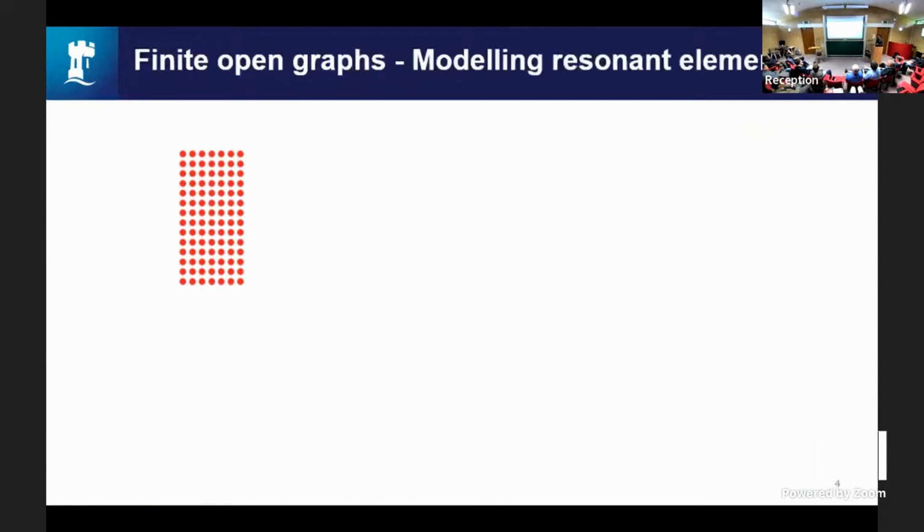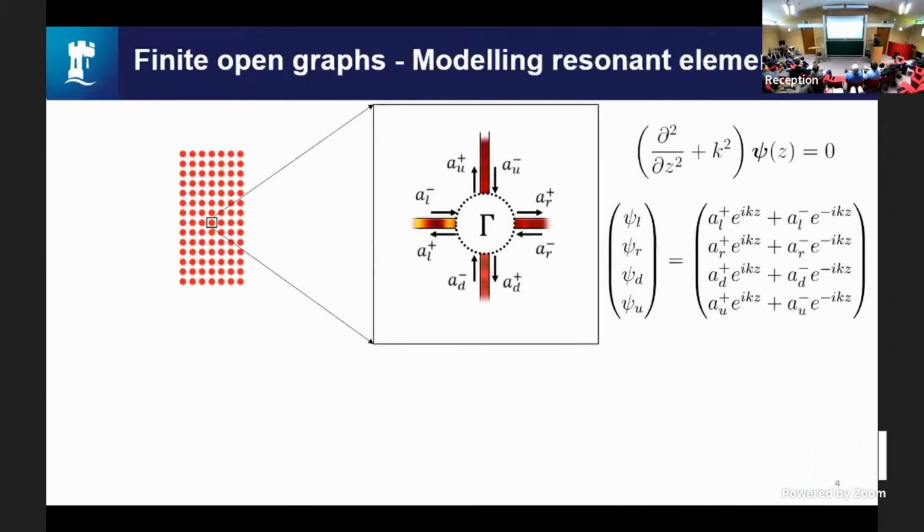And so what I'm going to do is take my system of atoms there, and I'm going to zoom in, and I'm going to define my atom by this object, gamma. Now, you can define gamma any way you like, and naturally, this is a scattering system. I want to throw information at it, I want it to interact with that object, and I want those waves to come back out.